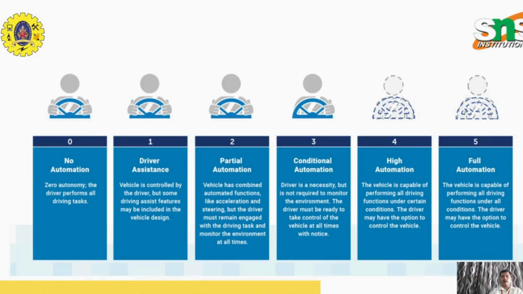The last level is the high automation. There the vehicle is capable of performing all driving functions under certain conditions. The driver may have the option to control the vehicle. The last is the fully automated. There the driver may have an option to control, but everything is controlled by the system itself. And you can see the difference in all the levels, and you can see the image represented above.